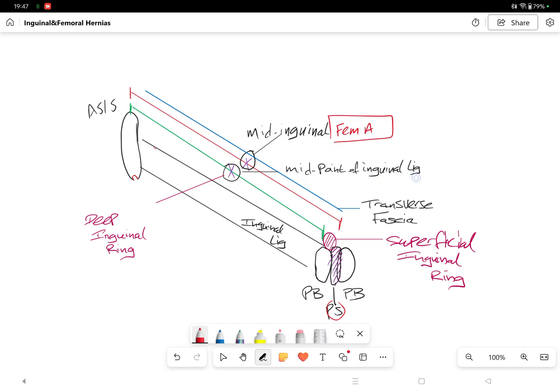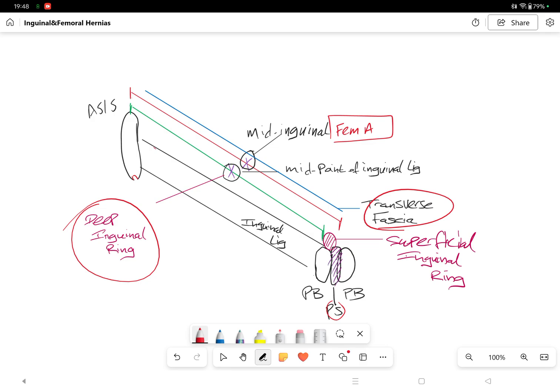Midpoint of the inguinal ligament, why is that important? Well, because this is where we find the deep inguinal ring. The deep inguinal ring is found and located in the transversalis fascia. This is the deepest of the layers of the abdominal wall.